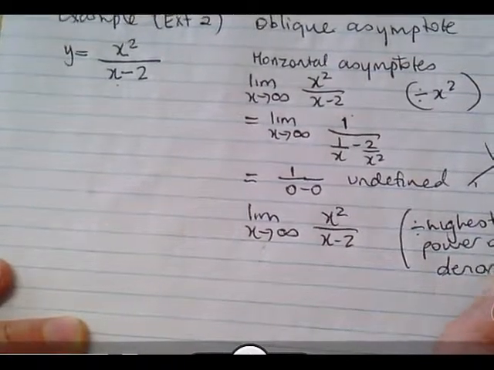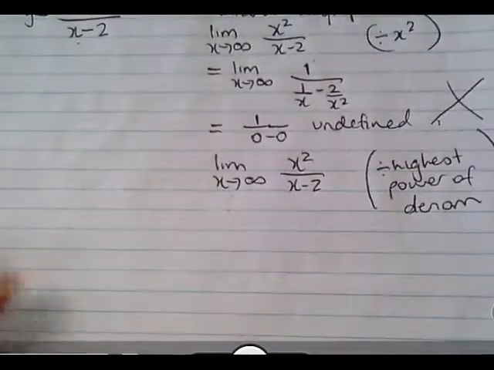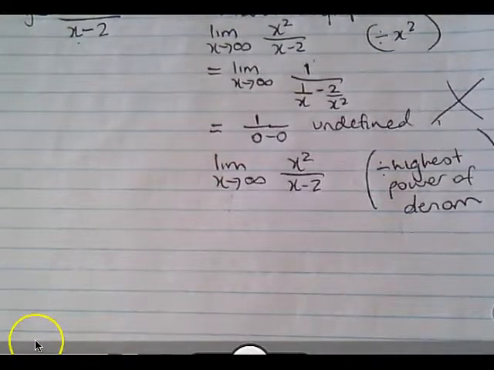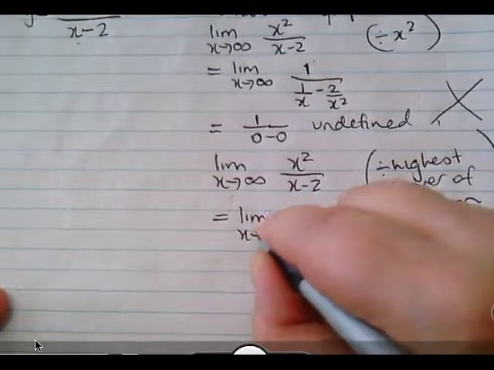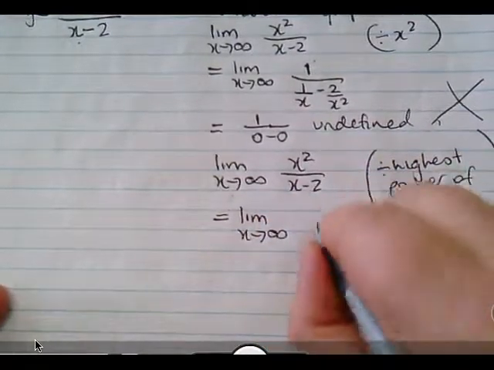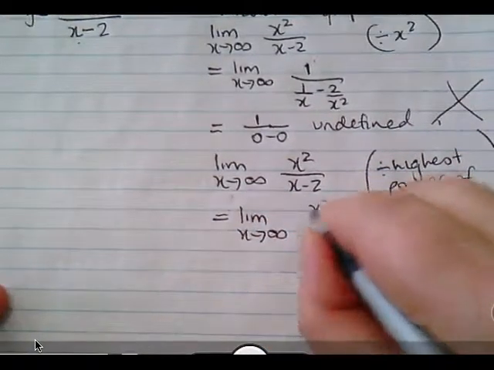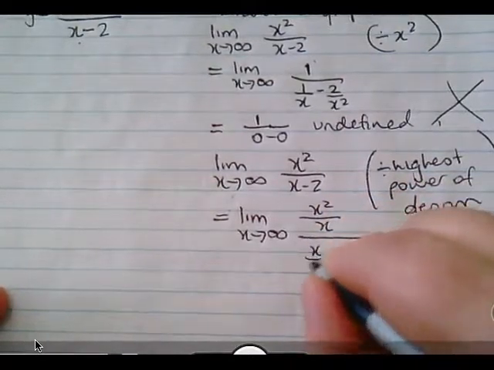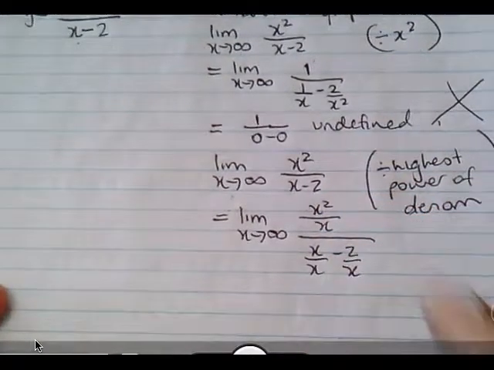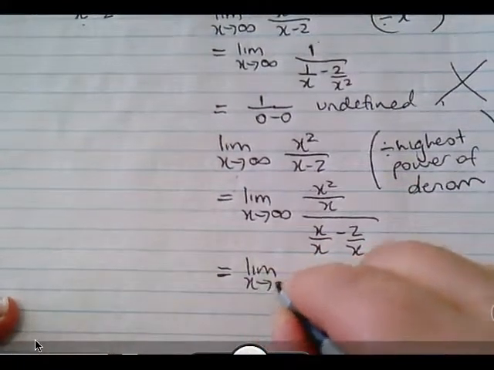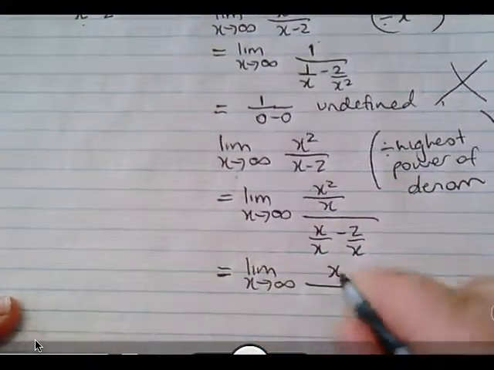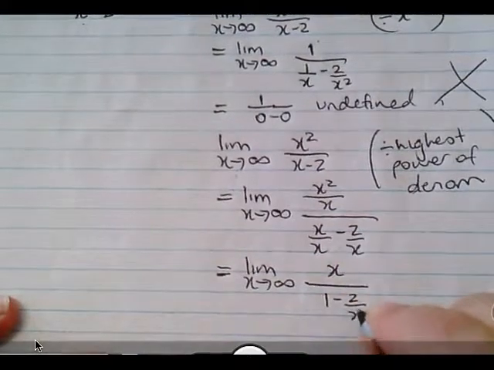Now, whenever you have to do this, your graph is not going to have vertical asymptotes. It's going to have oblique asymptotes. So that is the limit as x approaches infinity. Now, what's x squared on x? I'll actually write it all out. Over x minus 2 over x. So what's x squared on x? It's 1. It's x over 1 minus 2 over x.